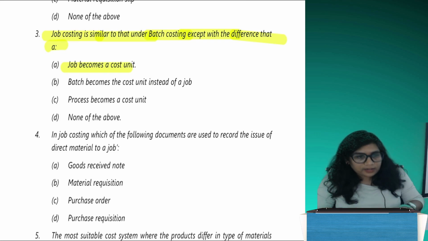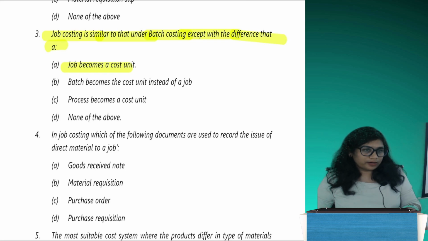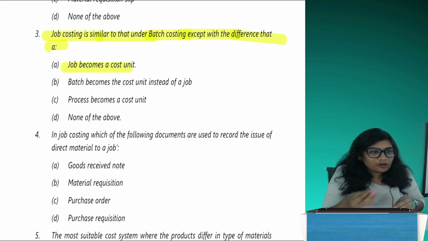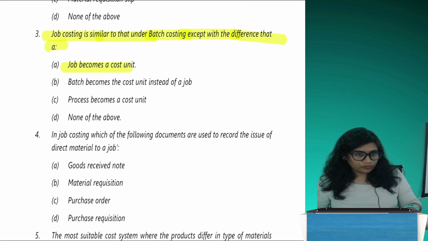Okay. Next, the most suitable cost system where the products differ in type of materials and work performed. Again, the answer is job costing. In process costing, it's the same as the first question. Process costing, it is homogeneous again. It does not differ. Operating costing is service costing. It is not related to products at all. None of these is not the answer. Clear cut answer is job costing, A.